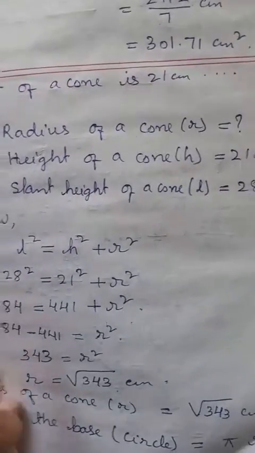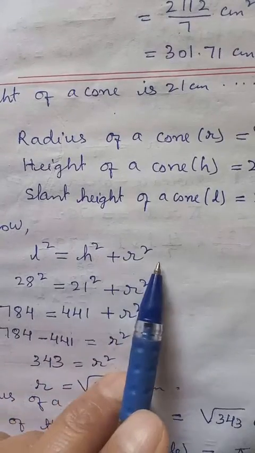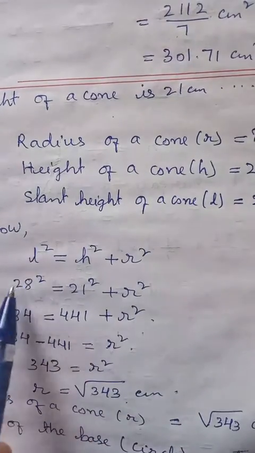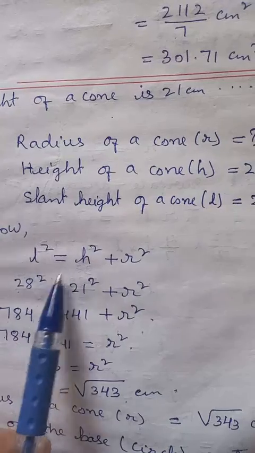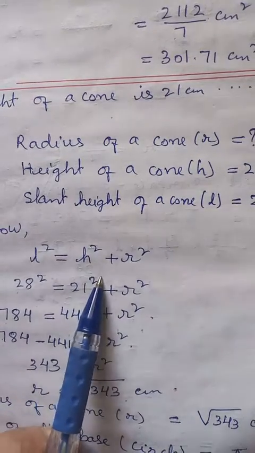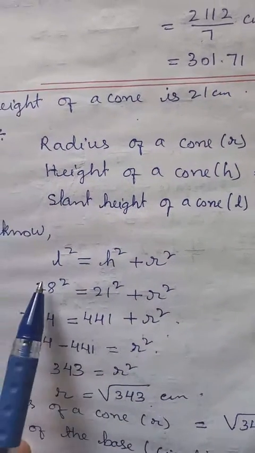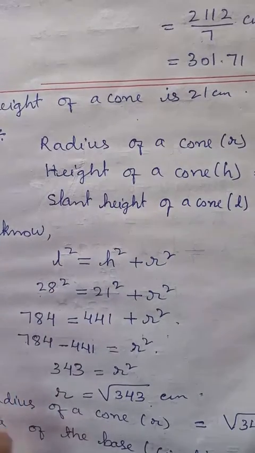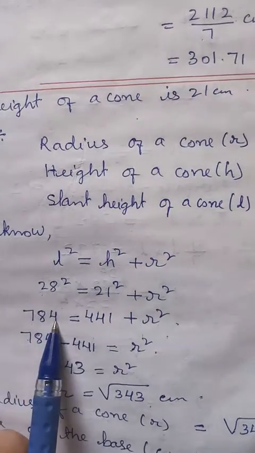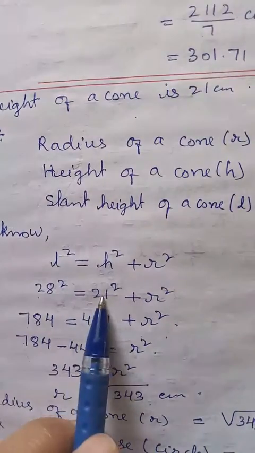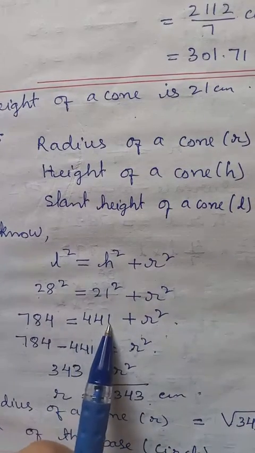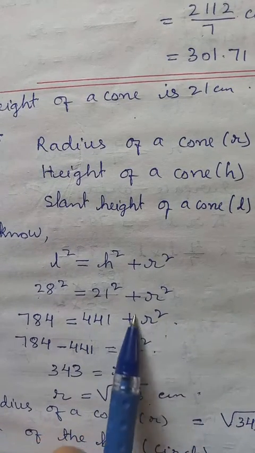Again, we have to use Pythagoras theorem. That is L square equals h square plus r square. L we know 28, so you put the square. H you know 21 square plus r square. 28 you multiply with 28, you will get 784. Check the multiplication yourself. 21 into 21, 441. You can check yourself. We want to find out r.